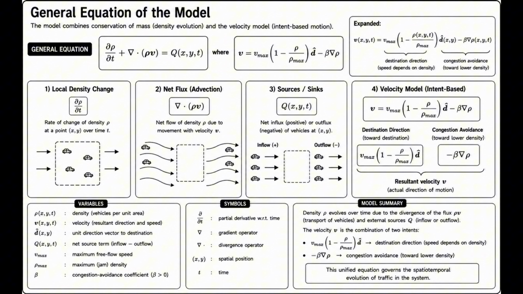This single equation describes how traffic evolves across both space and time. Let's break it down. The first term measures how density changes at a specific location. The second term represents the movement or flux of vehicles through the system. The source term accounts for vehicles entering and leaving the system through on-ramps, off-ramps, and intersections. Together, these terms determine how traffic density evolves throughout the network.